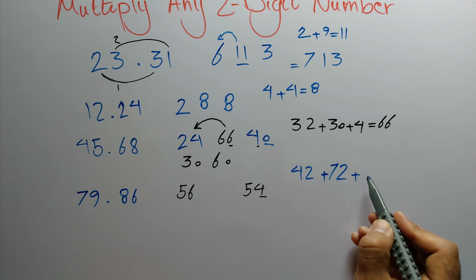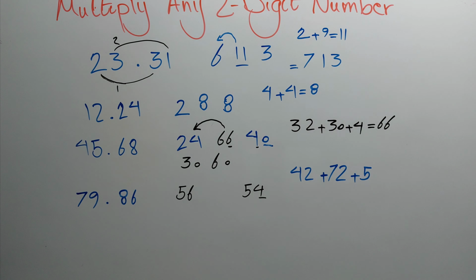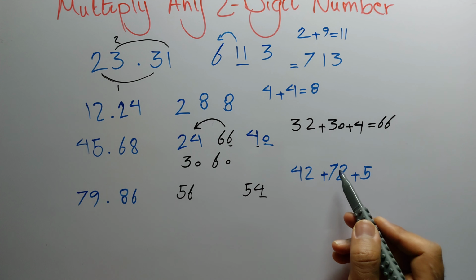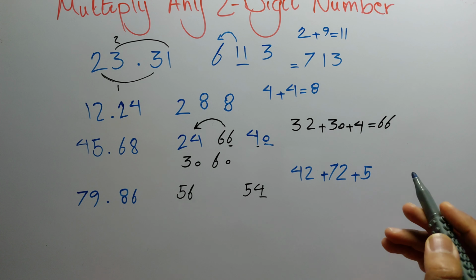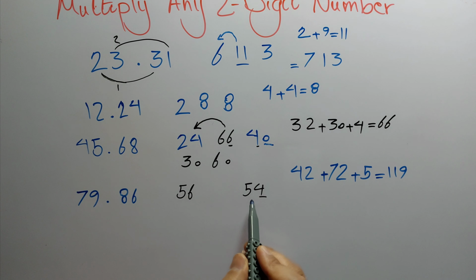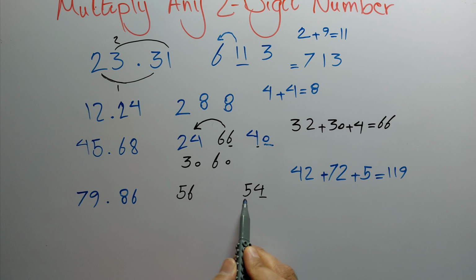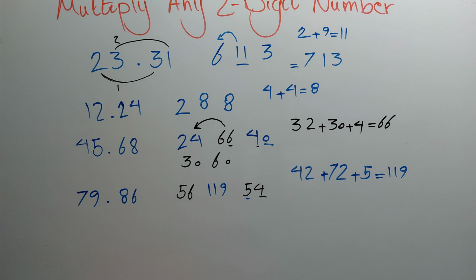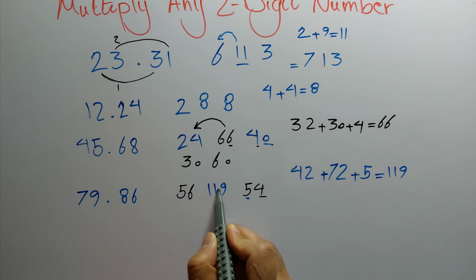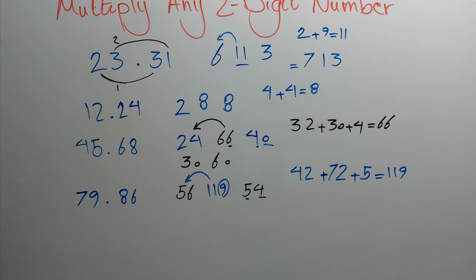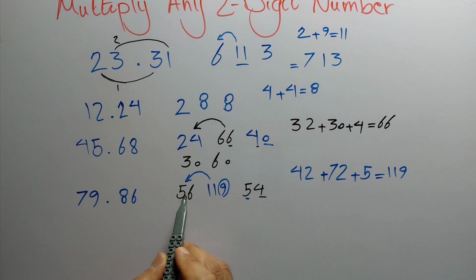And then we had the 5 here. So 42 plus 72, that's 110, plus 4, 114, plus 5, 119. Okay, so in this step we had used 5, so we don't need it anymore. So let's write down 119 here. So we're just going to need this 9 here, and then we add 11 to 56. So the final answer is 56 plus 11, that's 67.